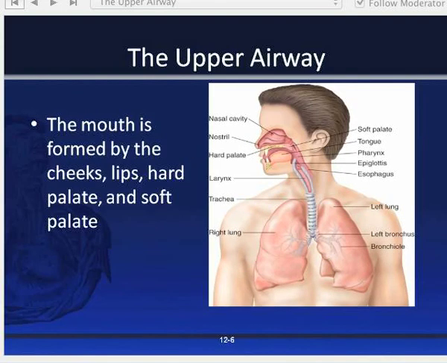The mouth, also called the oral cavity, is formed by the cheeks, lips, hard palate, and soft palate. Air enters the body through the mouth or nose and passes down the pharynx, throat, past the epiglottis, down the trachea, and into the lungs. Air entering the mouth is not filtered or warmed as efficiently as air entering through the nostrils because of everything we have up in the nose. Everything from the nose hairs, which help clear debris, to the moisture.